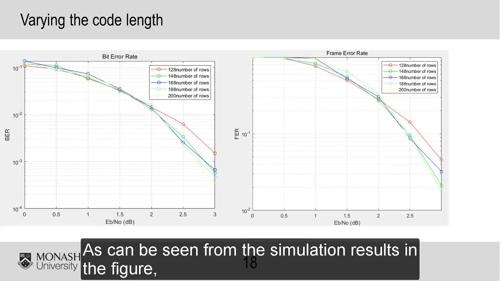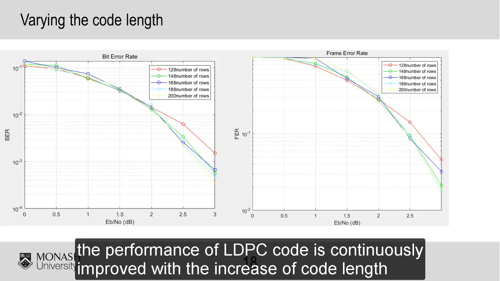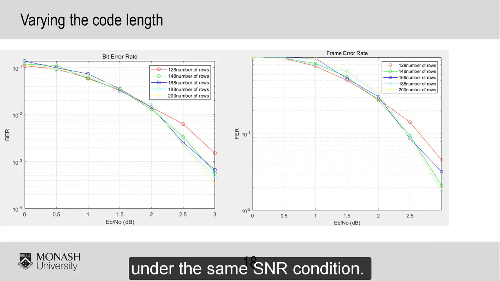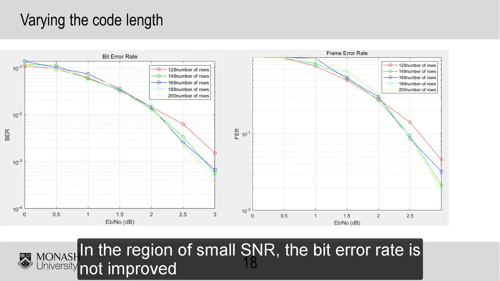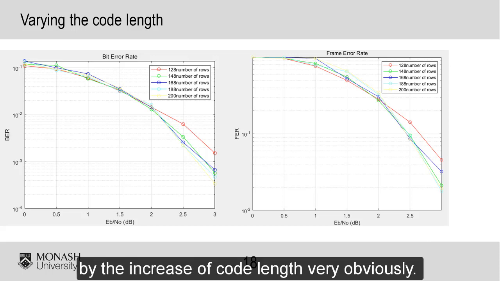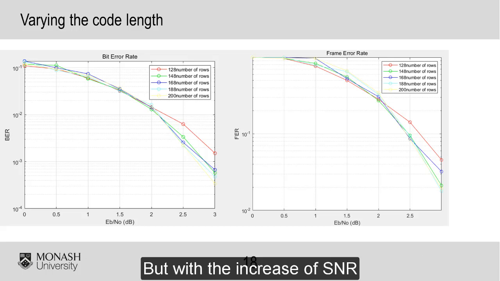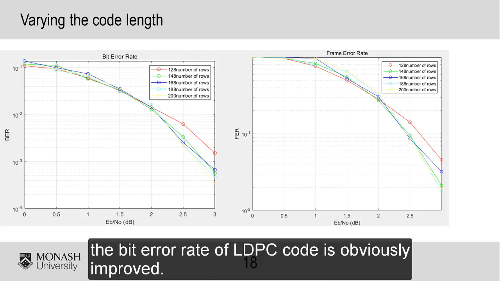As can be seen from the simulation results in the figure, the performance of LDPC codes continuously improves with the increase of code length under the same signal-to-noise ratio condition. In the region of small SNR, the bit error rate is not improved very obviously by the increase of code length, but with the increase of SNR, the bit error rate of LDPC codes is obviously improved.